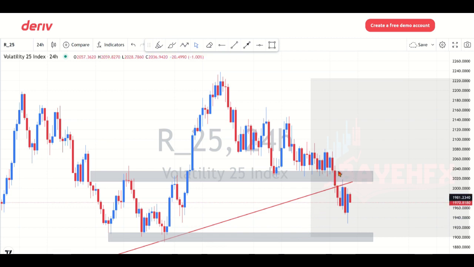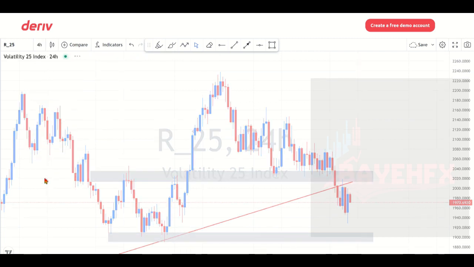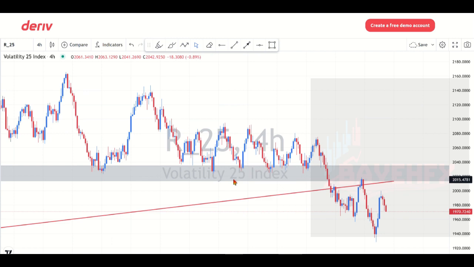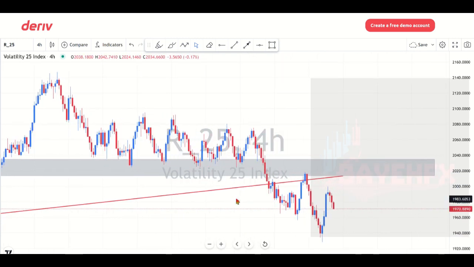But right now, since we're trading below this support zone, ideally we should be looking for the market to sell down to this particular zone. So let's go down to the smaller time frame to see exactly what the market is doing. You could see that the market failed to create a new high there.